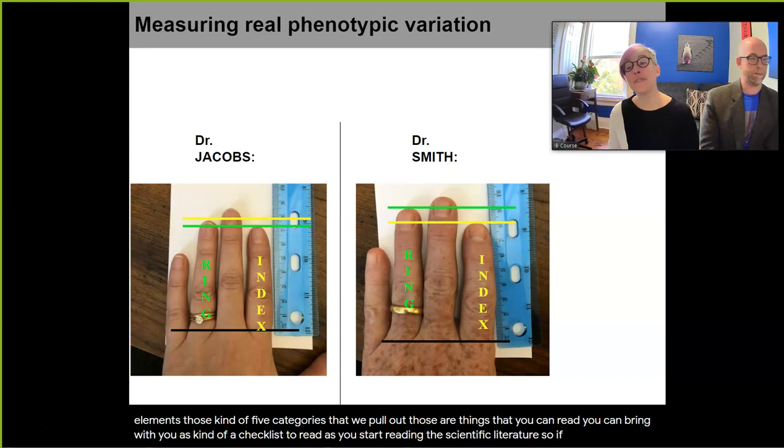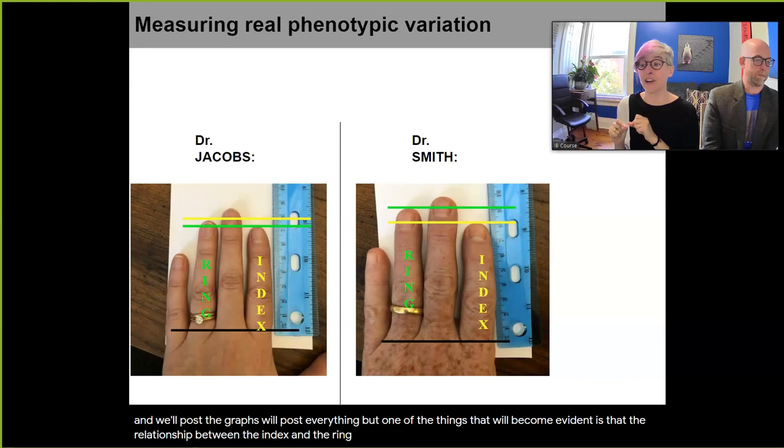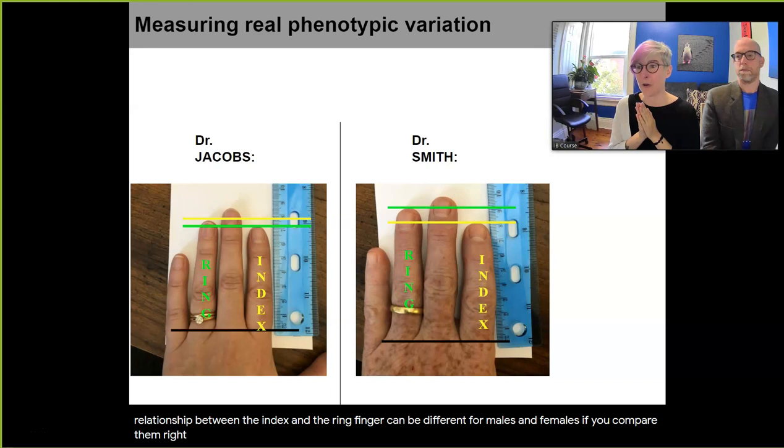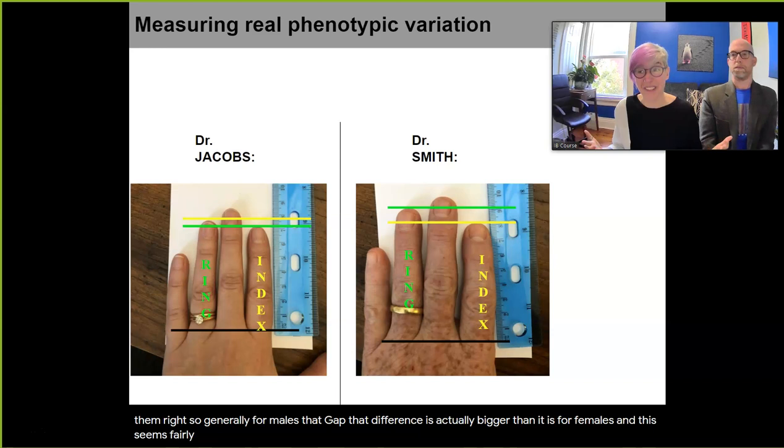So if you take a look, and we'll post the graphs, we'll post everything. One of the things that will become evident is that the relationship between the index and the ring finger can be different for males and females if you compare them. Generally for males, that gap, that difference, is bigger than it is for females. And this seems fairly trivial, and I would argue that it still is trivial.